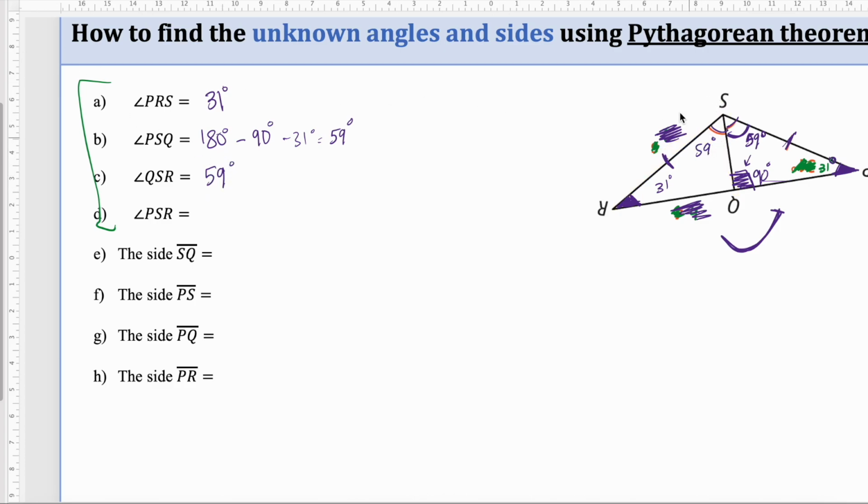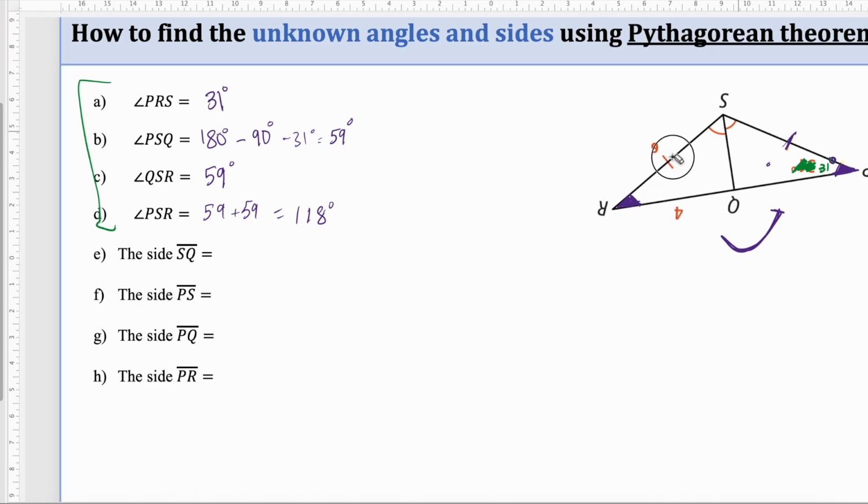Lastly, they said find PSR. PSR, make sure you read the letters very carefully. PSR is the whole angle at S, everything. So it's 59 plus 59, both of them. 59 plus 59, which equals 118 degrees. That's it.